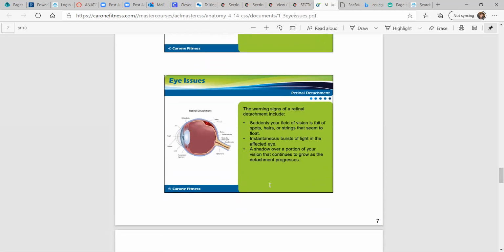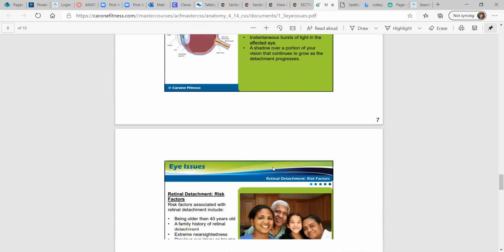Here are some warning signs. If suddenly your field of vision is full of spots, hairs, or strings that seem to float. If you've ever looked at the sun or near the sun and then looked away to a darker spot, and you see bluish dark spots in your eye, if that happens just randomly, that's not good. Like if you're just in your house and then your eyes start having these weird spots, that can be a sign. Instantaneous bursts of light, if you just see light coming into your eye randomly, and then a shadow over a portion of your vision that continues to grow as the detachment progresses. So if your eye just stops working in any way, that's a big warning sign of retinal detachment.